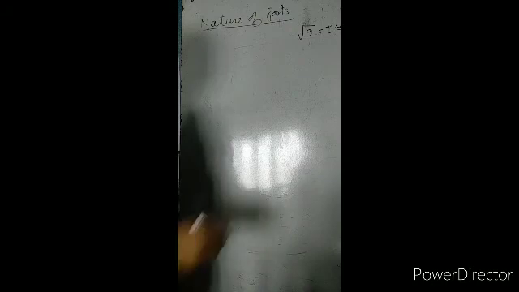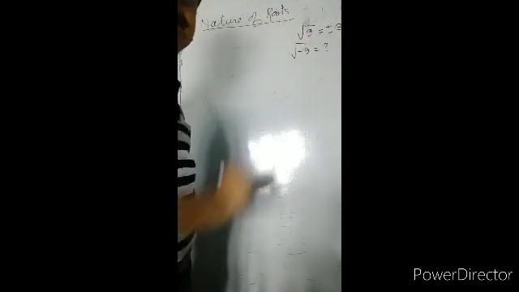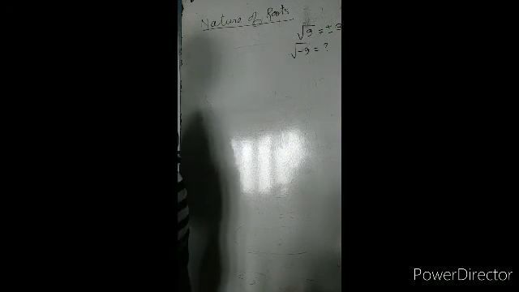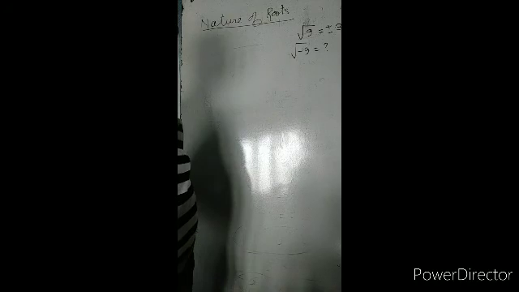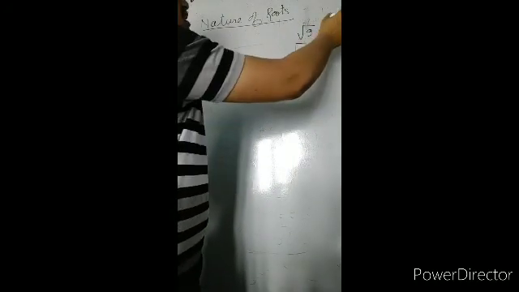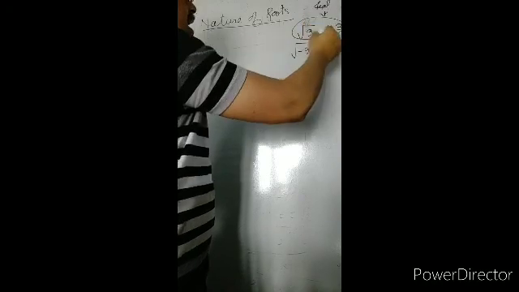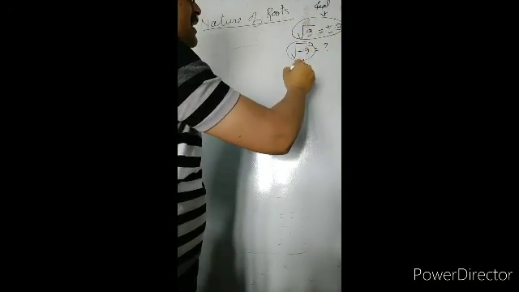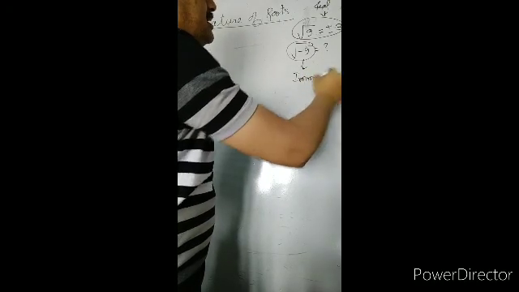But when I say root over minus 9, then what is it? You will say it cannot be determined. So this is called a real number and this is called an imaginary number.